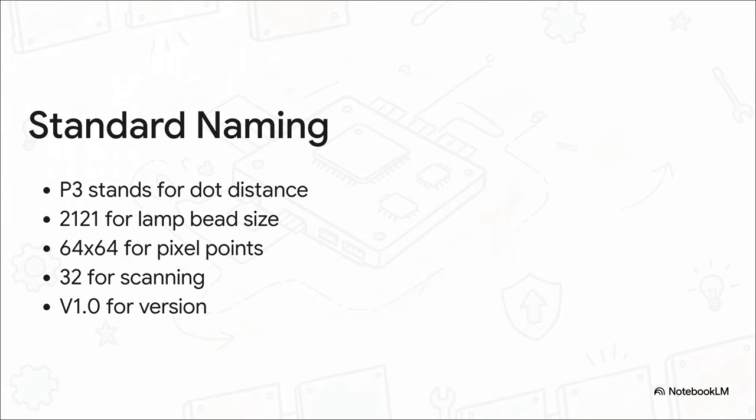Say you come across a label that reads P3 2121 64x64 32S V1.0. Here's exactly what that means. P3 instantly tells you it has a 3mm pixel pitch. 2121 is the physical size of the surface-mounted lamp beads. 64x64 is the exact pixel resolution of this single module block. 32S means it uses a 32-scan time division multiplexing ratio. Basically, it lights up 1/32 of its rows at a time. And V1.0, well, that's simply the version number. Once you can read this, you know exactly what kind of hardware you're dealing with.